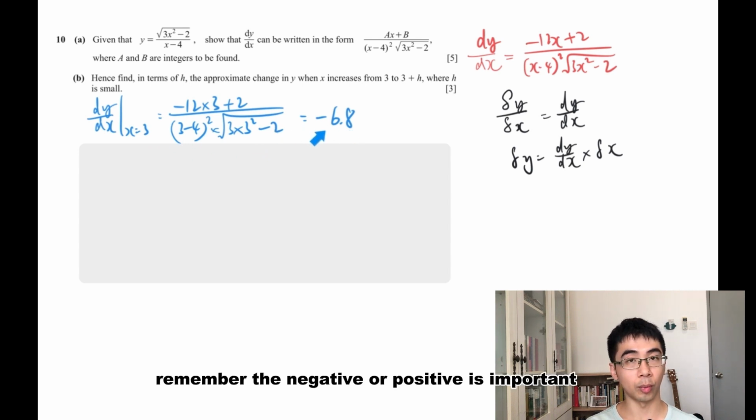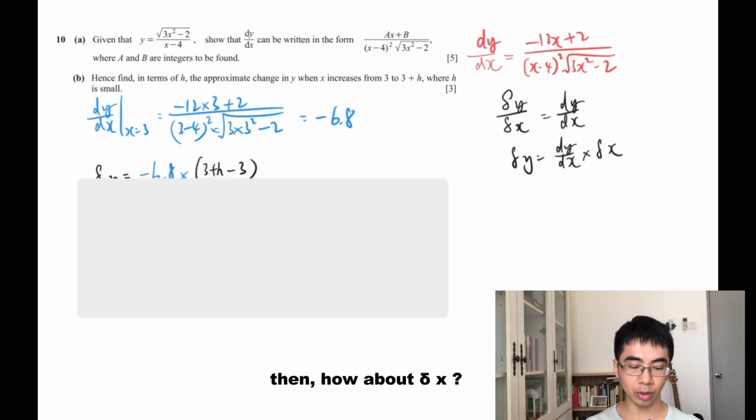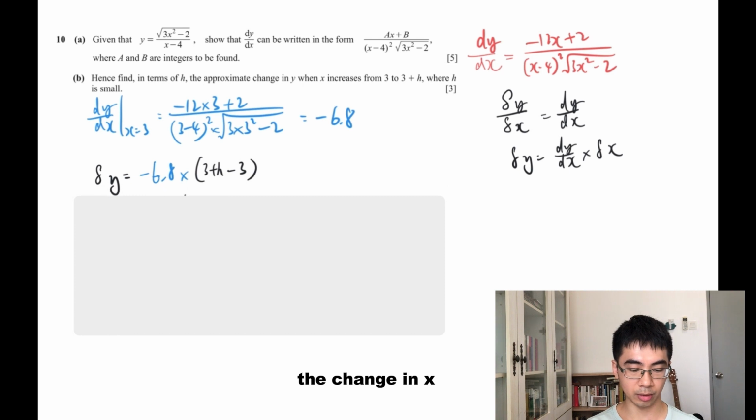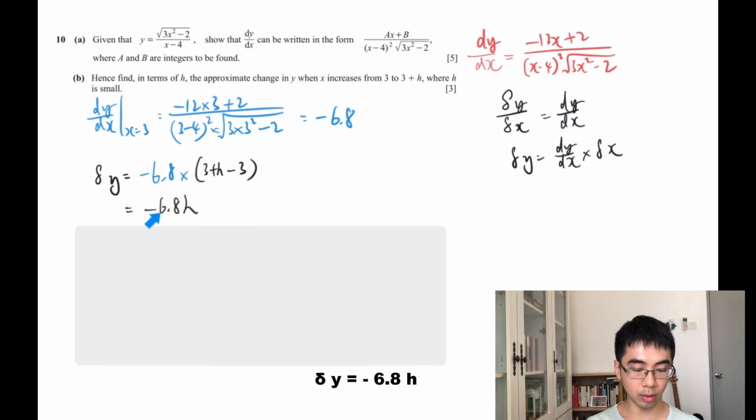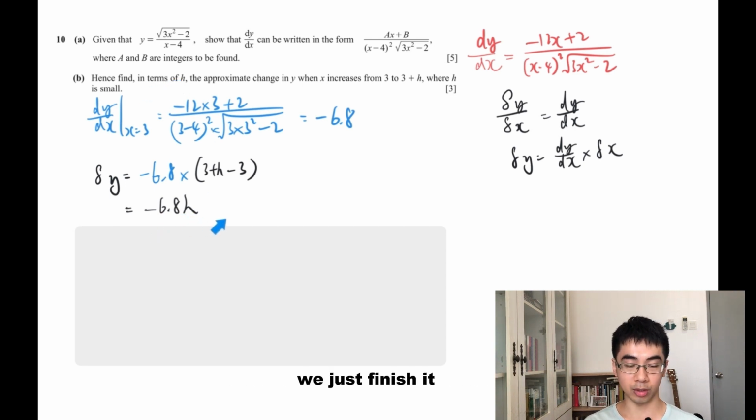Remember, the negative or positive sign is important. And then, how about the delta x, the change in x? We can use 3 plus h minus 3, and it just gives you h. Delta y must be equal to negative 6.8h. Remember, the answer is in terms of h. So we just finish it. This is the change in y.